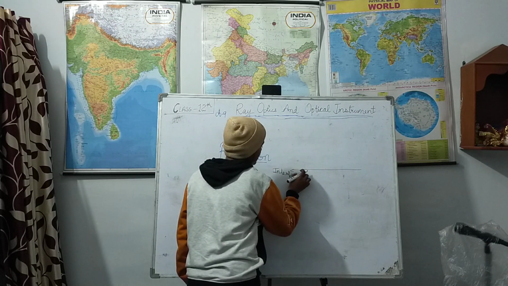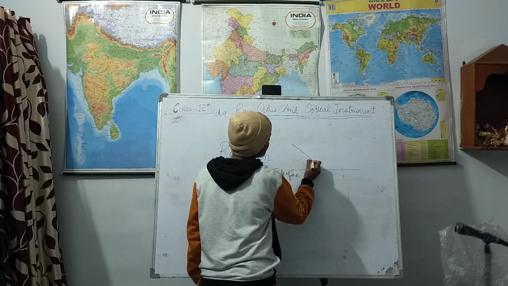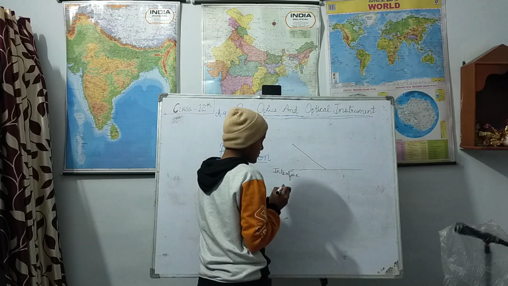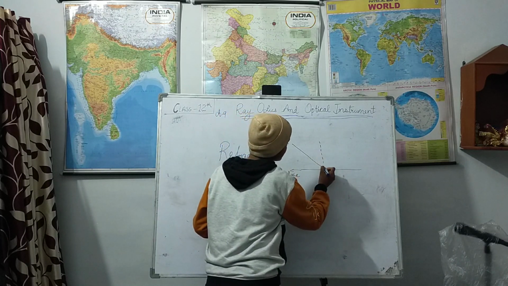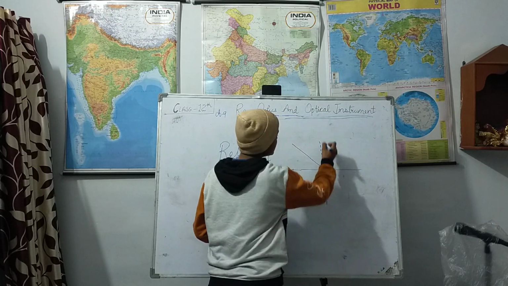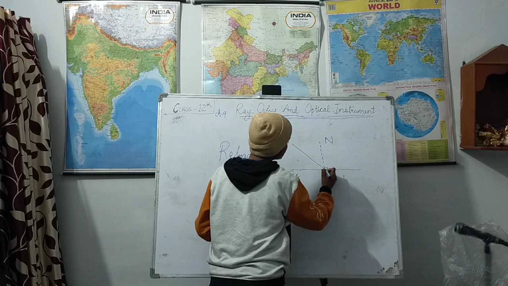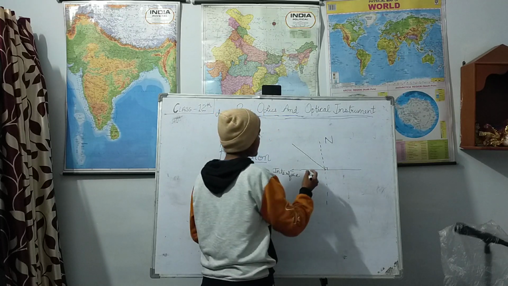Now let's suppose that a line is incident here. We are going to draw a normal at the point where the line is incident on the interface. This is a normal, we represent it by capital N, and it is always perpendicular to the interface. This is the incident ray.